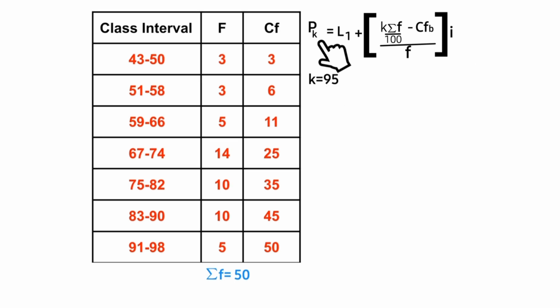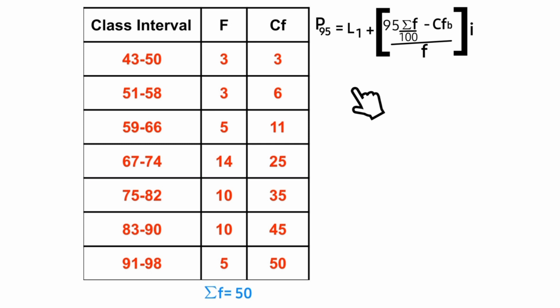Since we did say our K value is 95, based on the fact that we'll be asked to calculate the 95th percentile of the mass, our formula changes. This formula will be used to calculate the 95th percentile of the student marks. The formula is L1, being the lower class limit of the 95th percentile class, plus 95 times summation F over 100 minus cumulative frequency before the percentile class, over frequency of the percentile class, times class width.